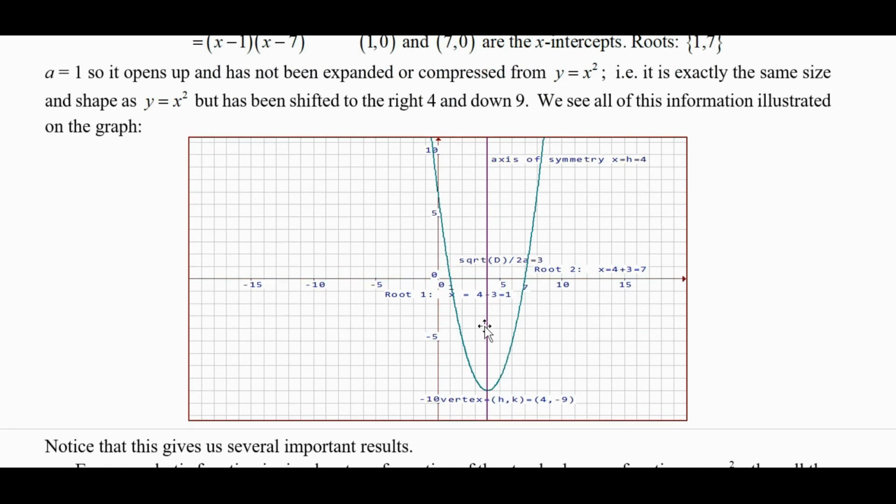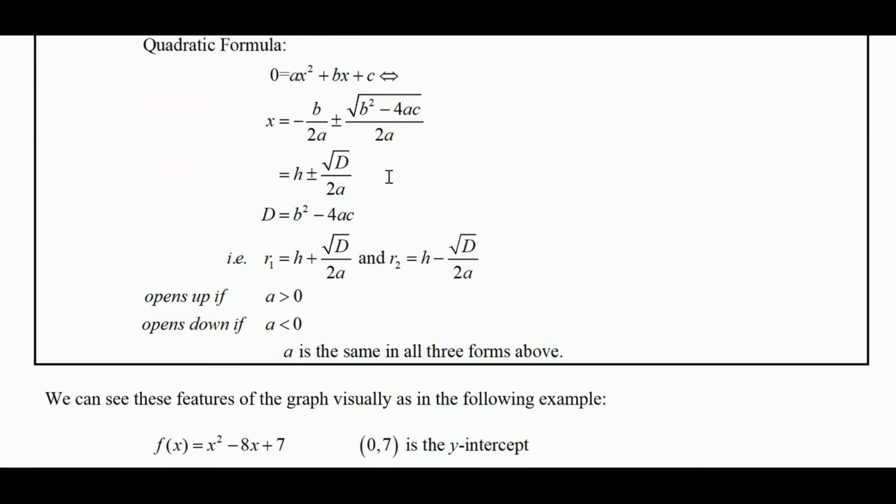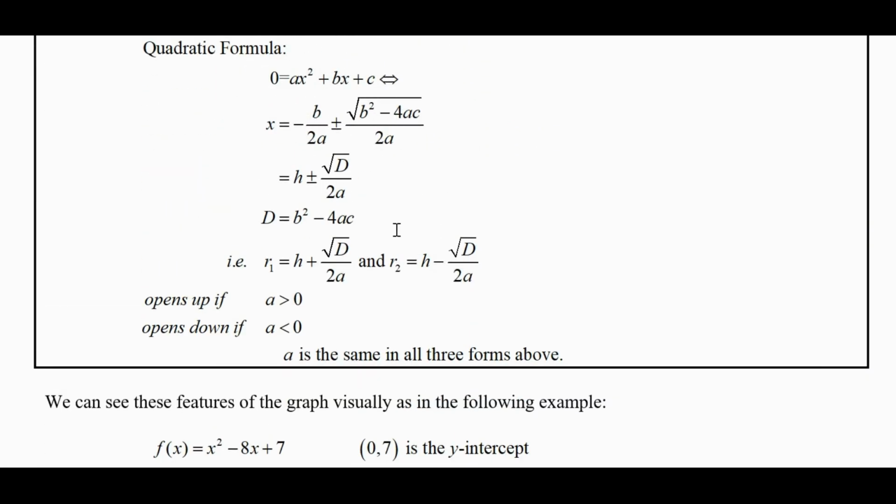It has symmetry around the line x equals h. So one half is a mirror image of the other over that vertical line at x equals 4 in this case. What else do we have? It factors, it's x minus 1 times x minus 7. So 1, 0 and 7, 0 are the x-intercepts. There's 7 and 1 there. The square root of d over 2a turns out to be 3. So there's your h plus 3 to get to that root, and your h minus 3 to get to that root. So this part has a geometric meaning, and that part has a geometric meaning separately.